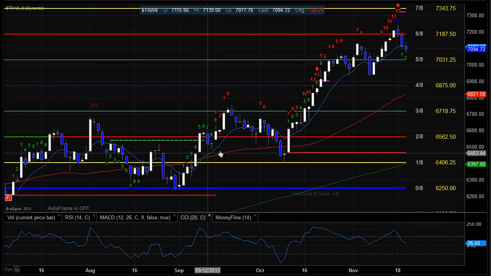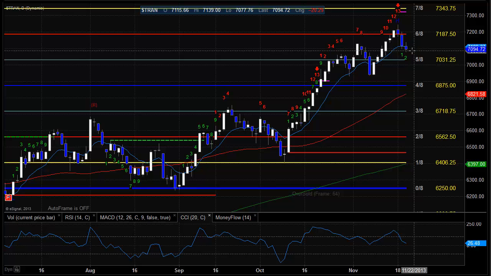Transports 3 days down now. We're right in the area of this 10 EMA. This is really the first settlement below the 10 EMA. So if we undercut today's low by even a tick, we're going to go from this exhaustion warning to an actual exhaustion signal here in the Dow Jones transports.